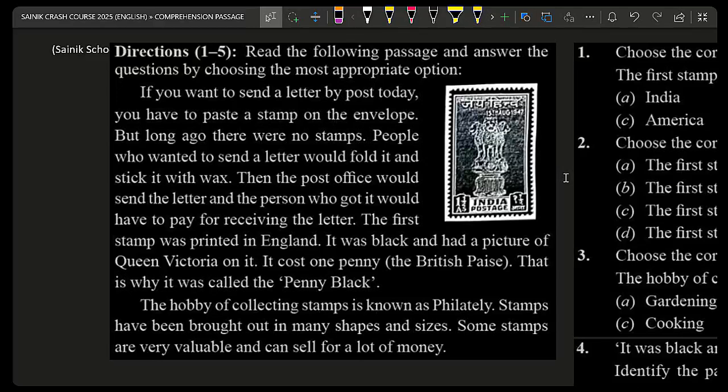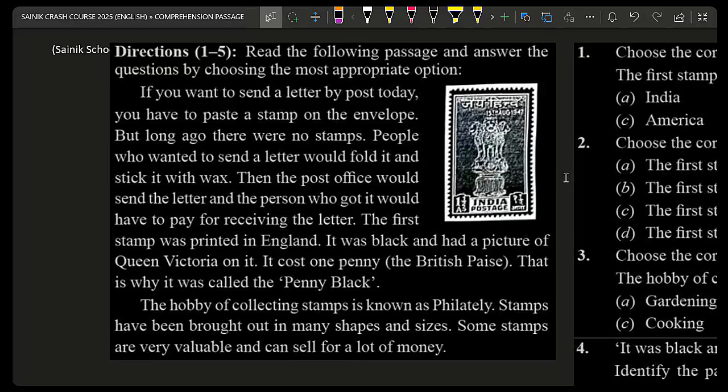But long ago, there were no stamps. In the ancient times, there were no stamps. People who wanted to send a letter would fold it and stick it with wax. Ancient times, Vaishnavi, means very far back. It's not that far back. Before the start of stamps, people would use wax and stick it, without any stamp. Okay, continue.